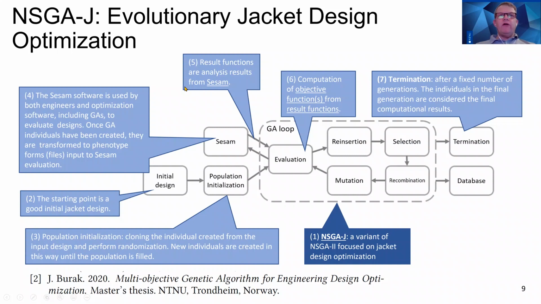Result functions are analysis results from SESAM, and the computation of objective functions for the genetic algorithm, in our case NSGA-J, is computed from these result functions. Finally, we terminate after a certain number of generations of our genetic algorithm, and individuals in the final generation are considered the final computational results.